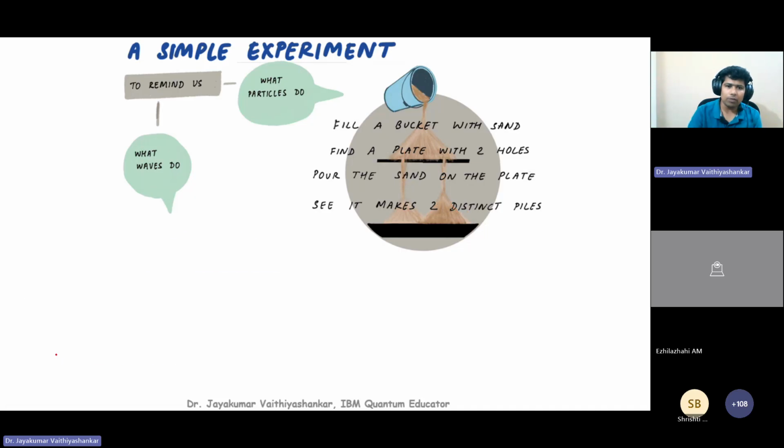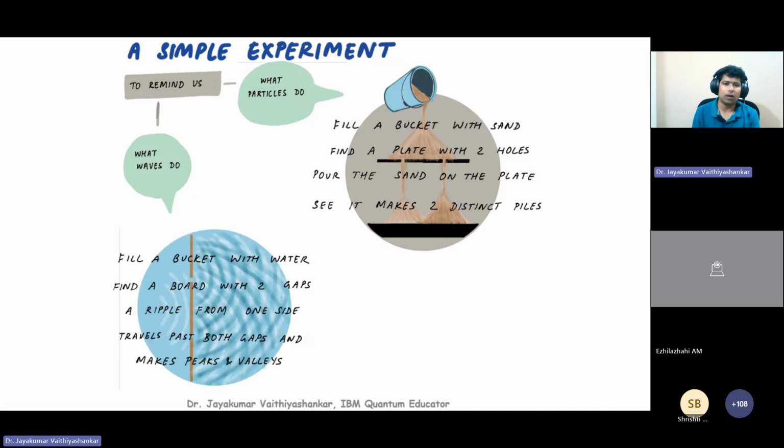We do the same experiment. Now we are replacing the material with water and keeping the same setup, slit 1, slit 2. On the left side, we are tapping, which will generate continuous ripples, water waves. This water wave will pass through S1 and S2 in this same pattern. So if you do the same experiment with a different material, you'll get a different phenomenon, but you are able to understand why it is happening.